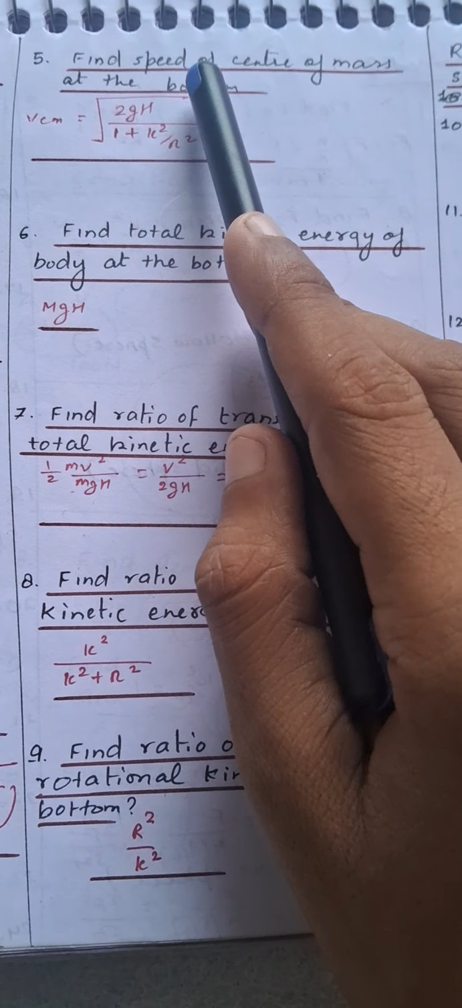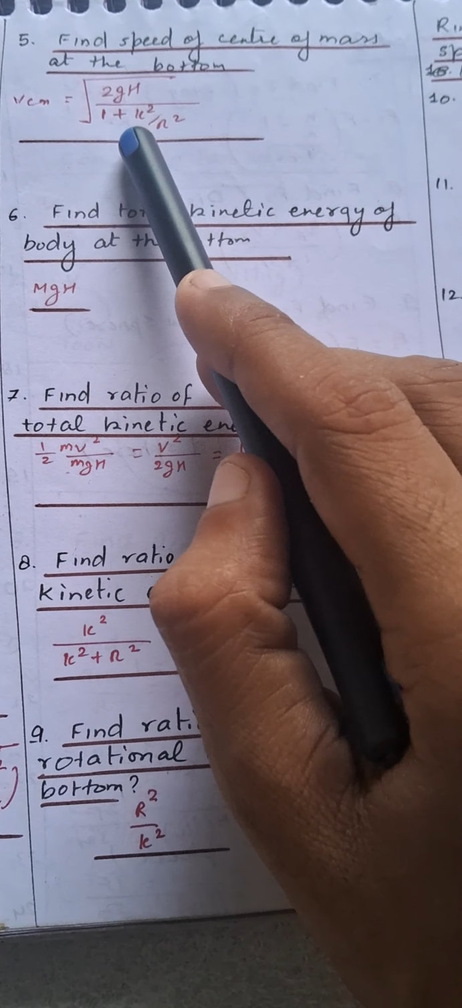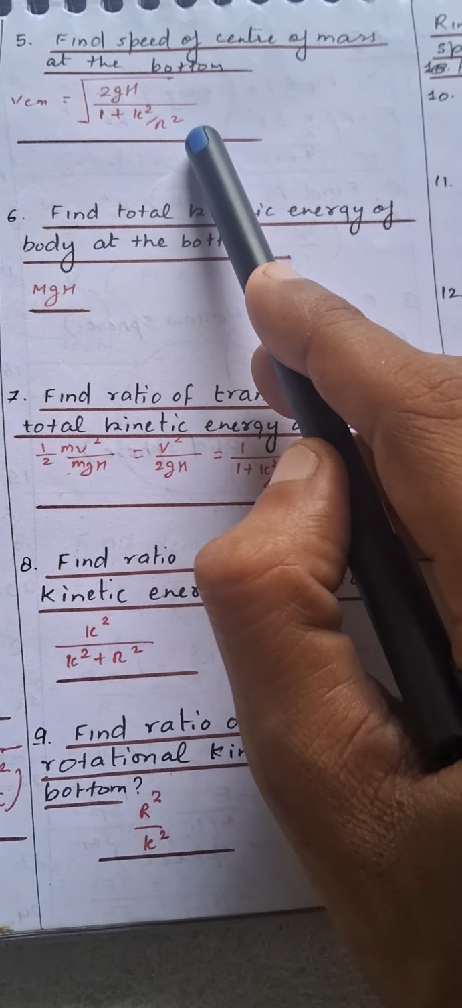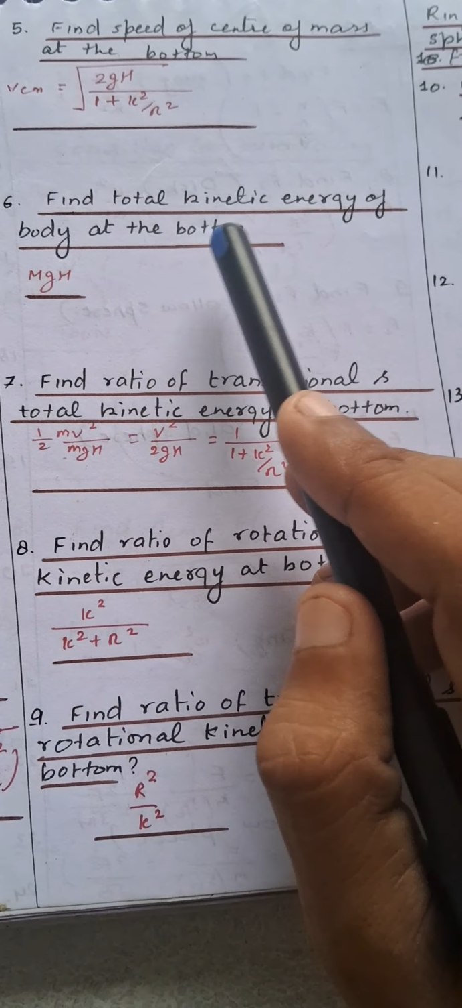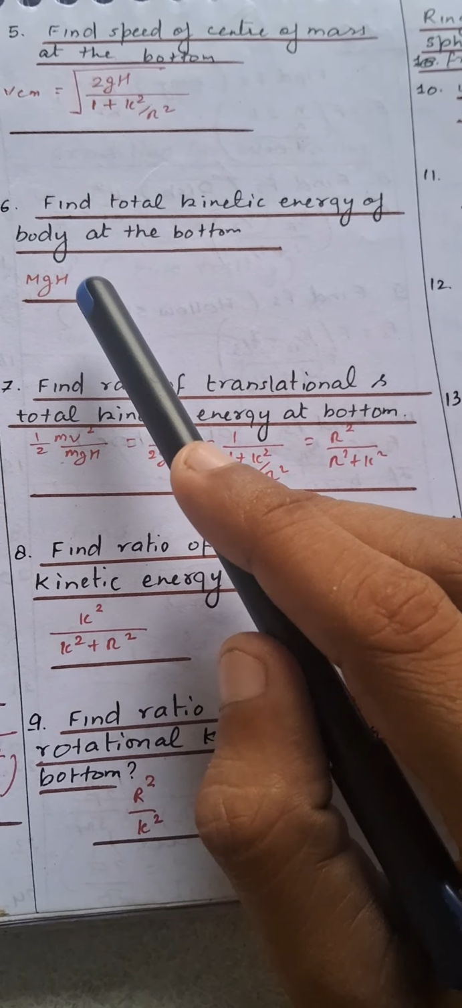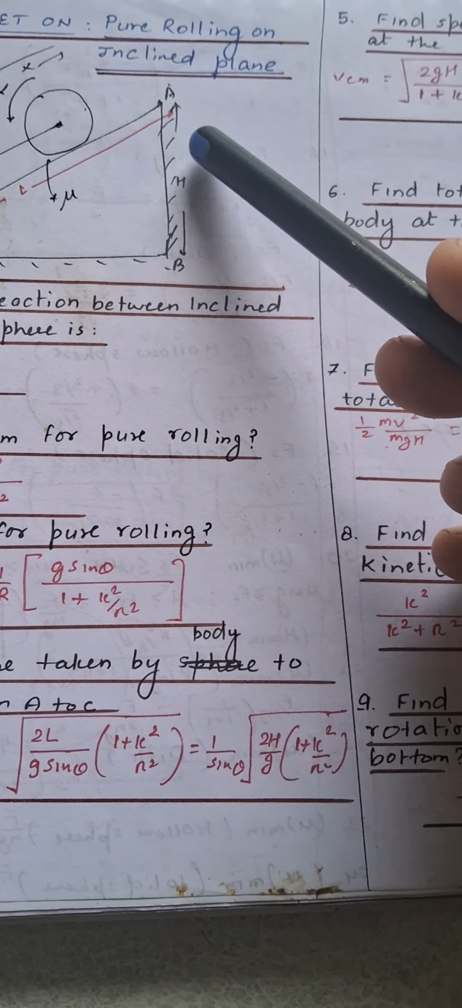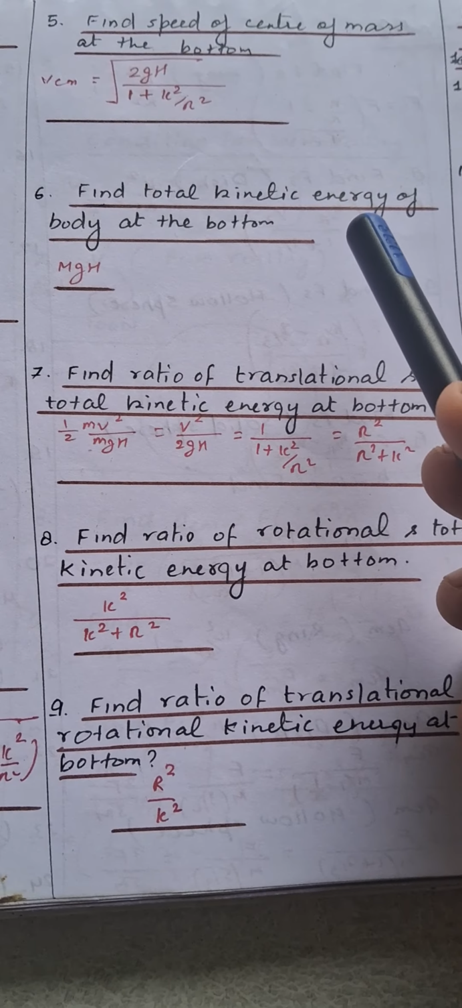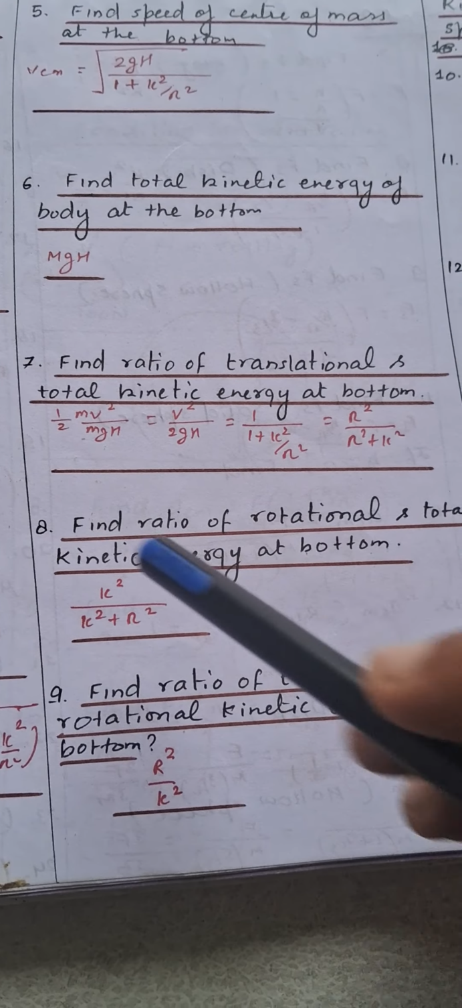Next is find speed of center of mass at the bottom. So it is equal to root 2gh by 1 plus k square by r square. Then find total kinetic energy of body at the bottom. So using conservation of energy, we can say that here the entire potential energy will be converted into total kinetic energy. So that will be mgh.